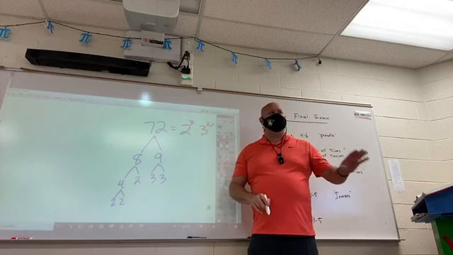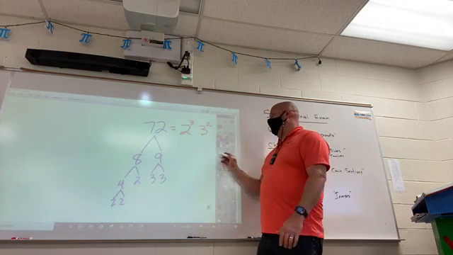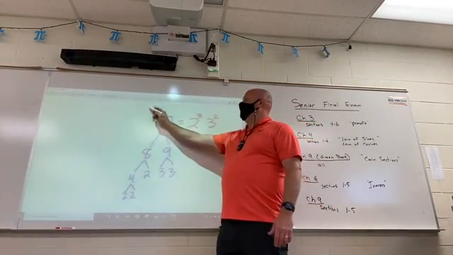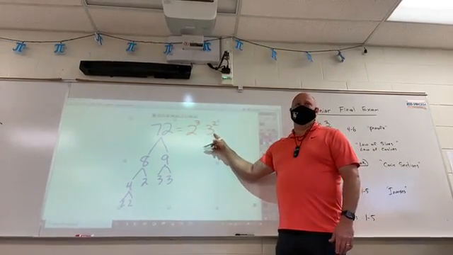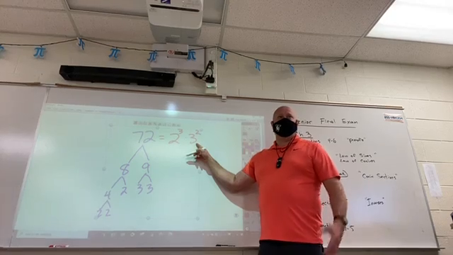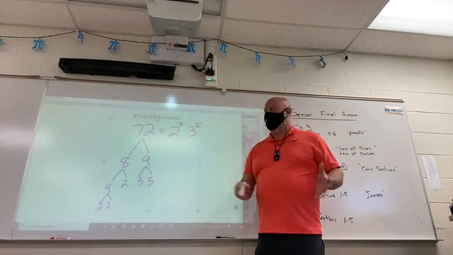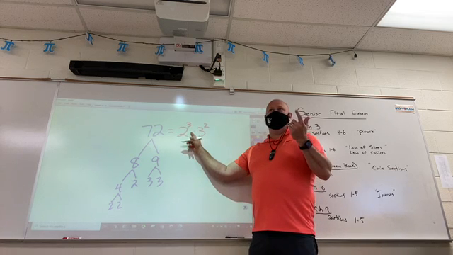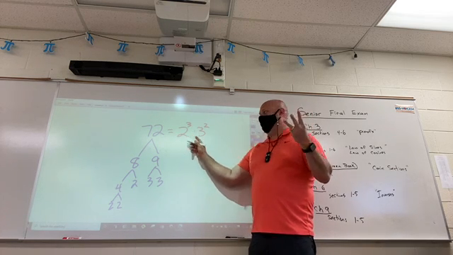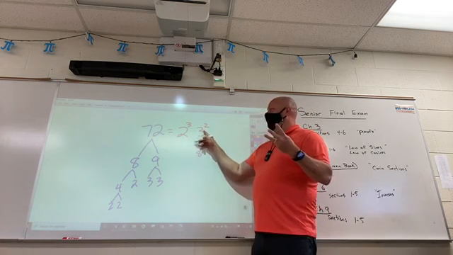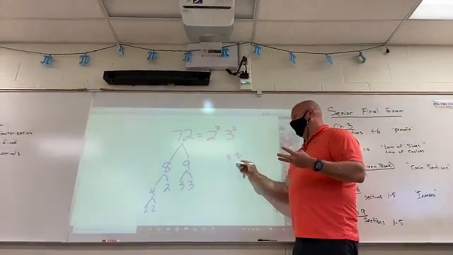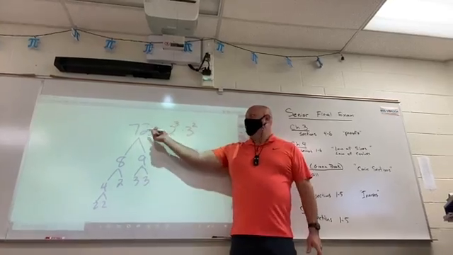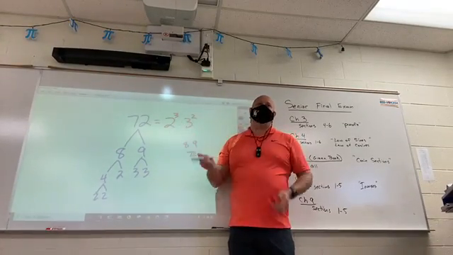Make sense? Is there a way that I should be able to check your answers here? What should happen with this? It should turn back into 72. If you actually take 2 times 2 times 2, 2 times 2 is 4 times 2 is 8, 3 times 3 is 9, 8 times 9 is 72. It should multiply back together to get the 72. So you absolutely should be able to check those answers.